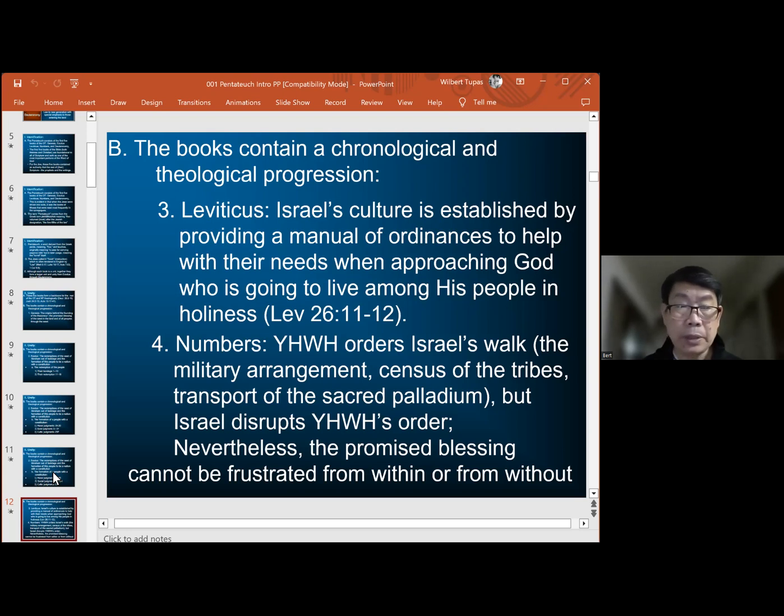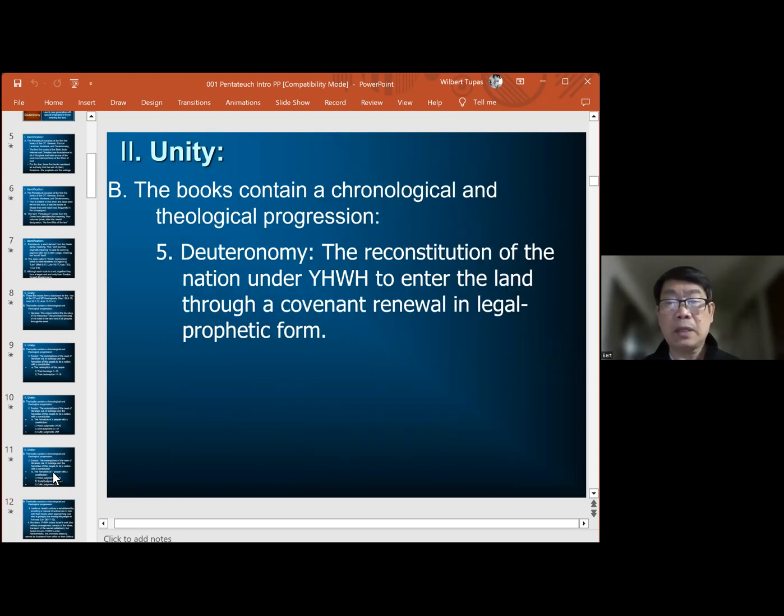Then the last is Deuteronomy, the reconstitution of the nation under Yahweh to enter the land through covenant renewal in legal prophetic forms. So we will continue and discuss this. Deuteronomy is also a very controversial book, because in the last part, Moses leaves the command to Joshua. If Moses was the author of the book, he could not write his own death. That's why for Deuteronomy they say there are some redactors or editors.